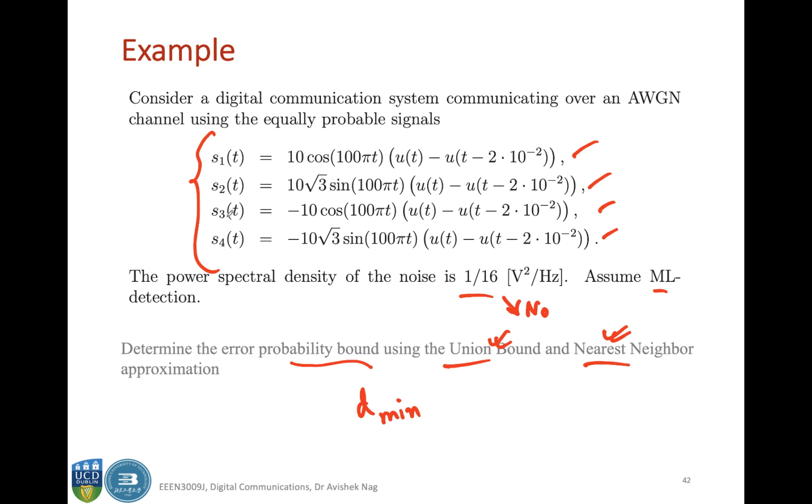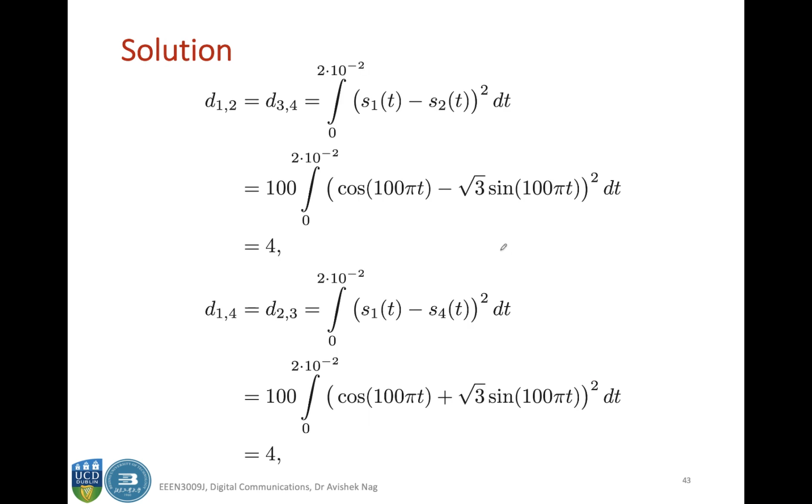You can calculate d min by plotting these signals in the signal space. If the signals are given in time domain, then you can apply the Gram-Schmidt procedure and find the relative positions of the signals in the signal space, and then you can calculate the distances, but that will take you a lot of time. You can directly calculate the distances using this formula.